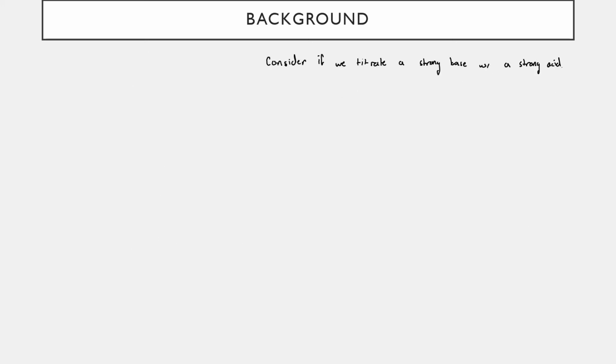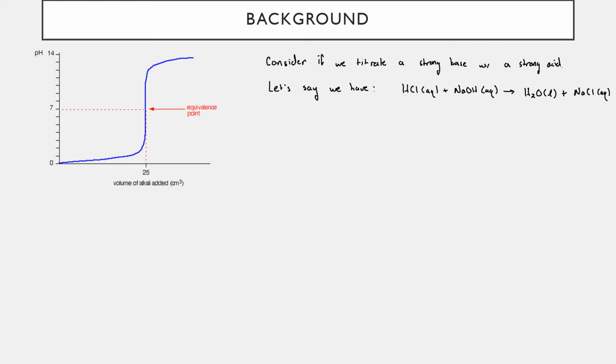So the first one we're going to discuss is what a titration curve looks like for a strong acid and a strong base. So a common one to look at is just hydrochloric acid with sodium hydroxide to yield water and sodium chloride. The titration curve typically is going to look like something you see here on the left-hand side. We're adding a base as we move along, and so the pH increases towards 14 as we continue to titrate that base into the solution.